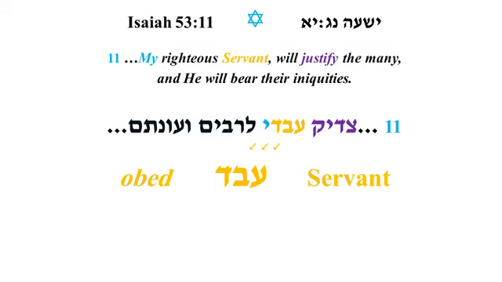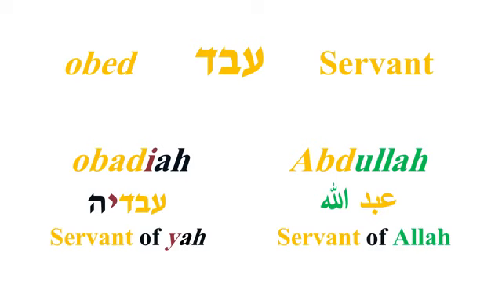And that word there, my righteous servant. Servant is Obed. It's an ayin, bet, dalet, servant. We get the Old Testament prophet Obadiah. Obadiah, Yah is God, a servant of Yah. The Arab speakers have Abdullah. Abdullah, it's the servant of Allah. Okay, that's the Arabic version of Obadiah.